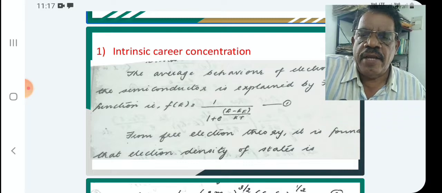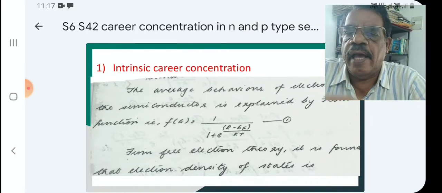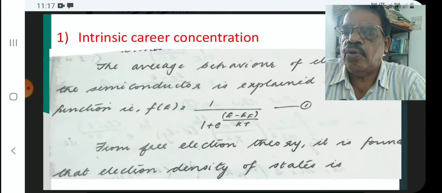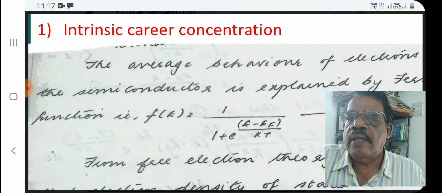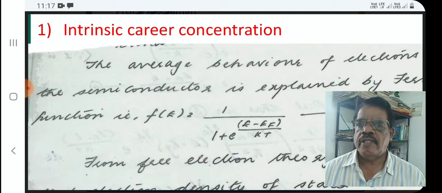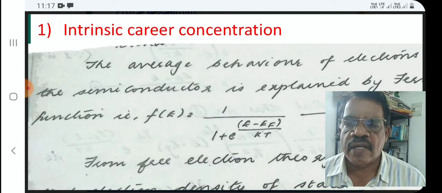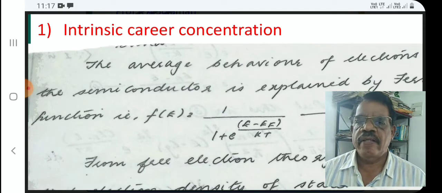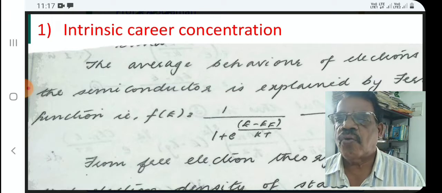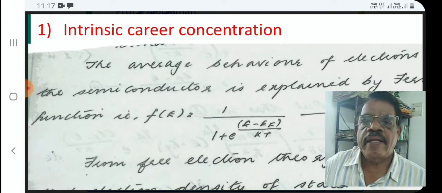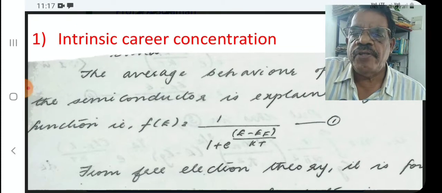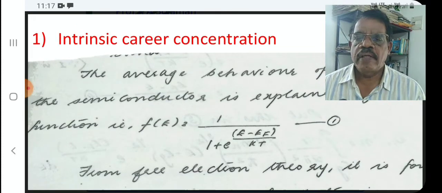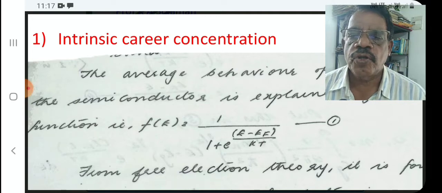Today we see the carrier concentration in N and P-type semiconductors and also in intrinsic semiconductor. The first one is intrinsic carrier concentration, the electron concentration in an intrinsic semiconductor. The average behavior of electrons in the semiconductor is explained by the Fermi-Dirac distribution function F = 1 / (1 + e^((E - EF)/kT)), equation number 1.